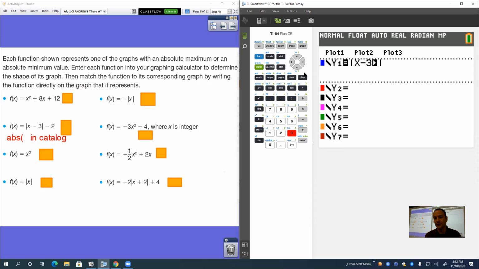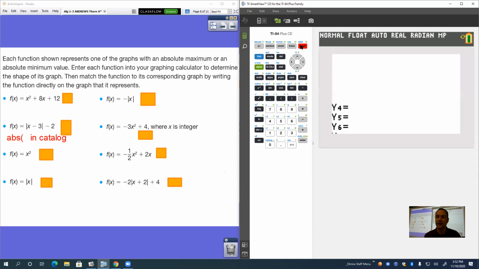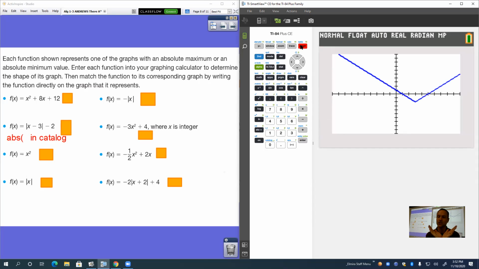To get out of the absolute value symbol, we need to tab over using the arrow pad and then minus 2. So then we hit graph. Notice that an absolute value is a V-shaped graph, and it has an absolute minimum. This point right here is the lowest point on the graph.